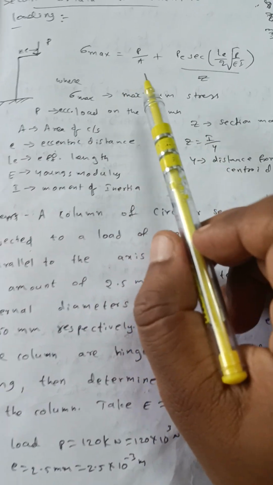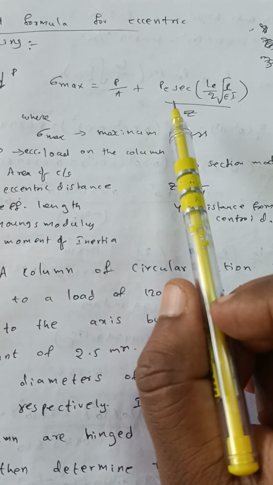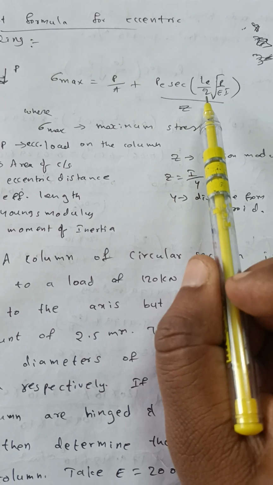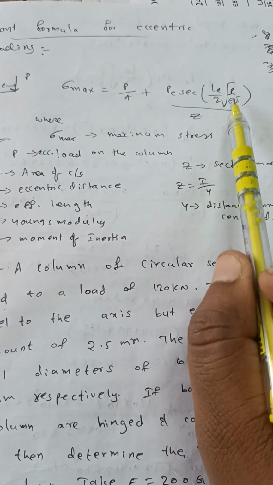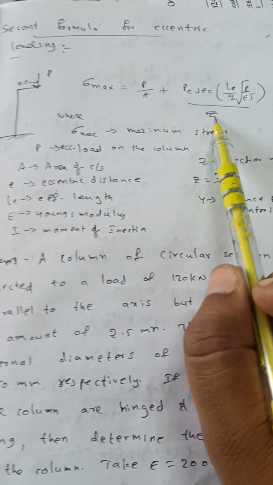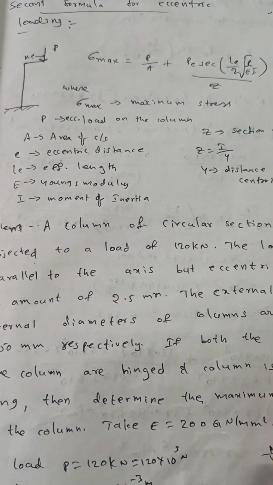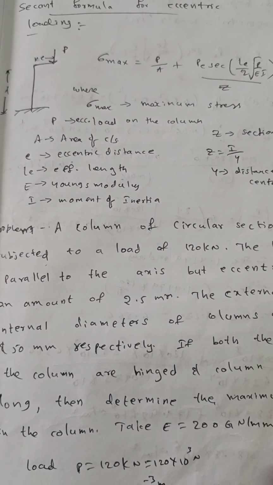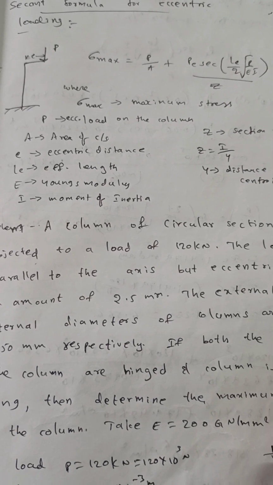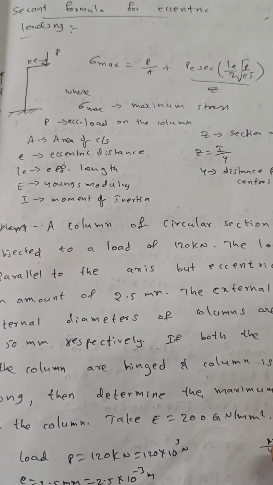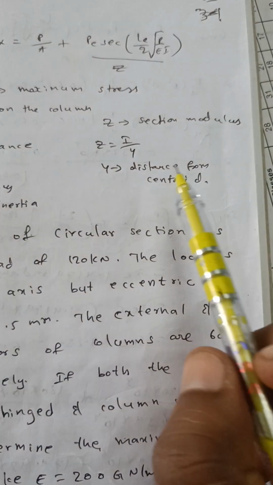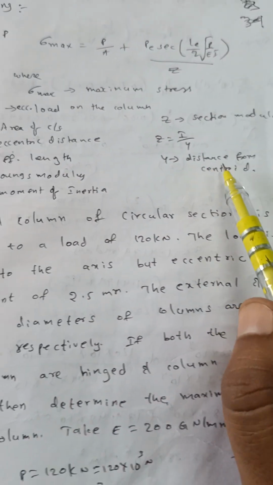Sigma max is equal to P by A plus P into e by Z into secant of Le by 2 under root P by EI, where sigma max is the maximum stress, P is the eccentric load on the column, A is the area of cross section, e is the eccentric distance, Le is the effective length, capital E is Young's modulus, I is the moment of inertia, Z is the section modulus I by y, and y is the distance from the centroid.